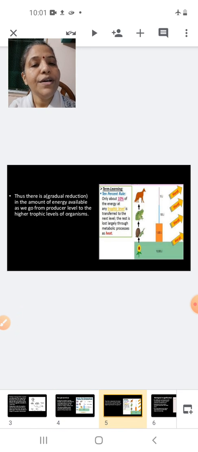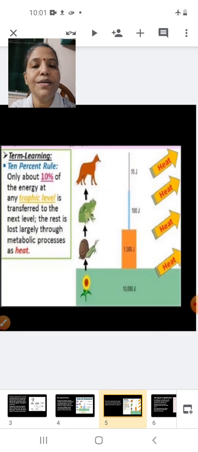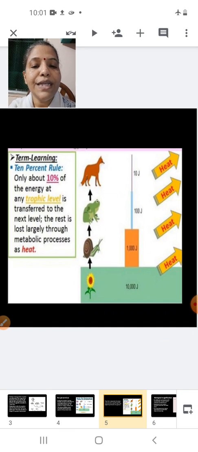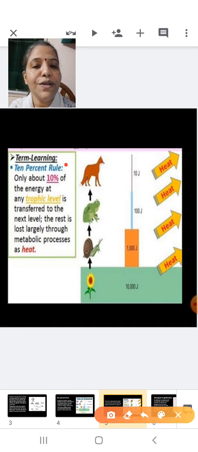Yeah, so here again I have the 10% law. Now in this 10% law, only about 10% of the energy at any trophic level is transferred to the next level. The rest is lost through metabolic process, that is, metabolic process means life processes, as heat. So you can see here one more trophic level. These are the producers, this is a primary consumer, this is a secondary consumer, and this is a tertiary consumer.